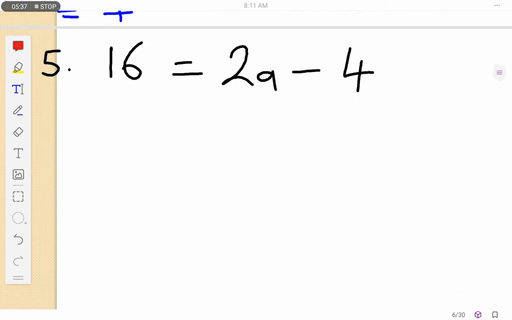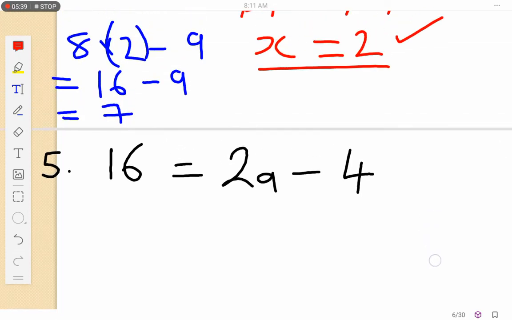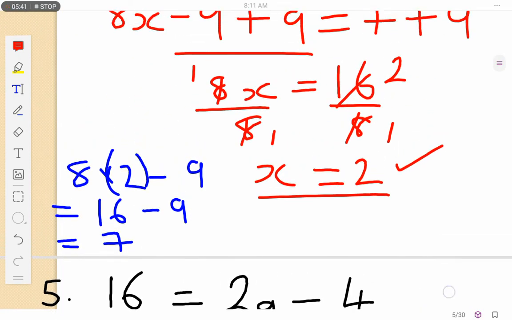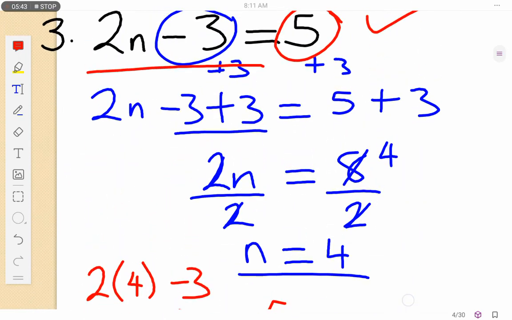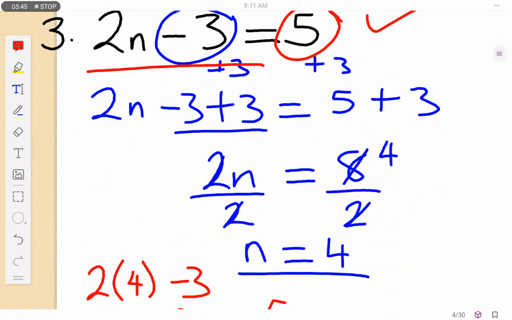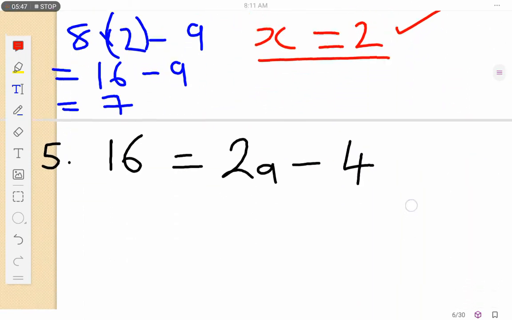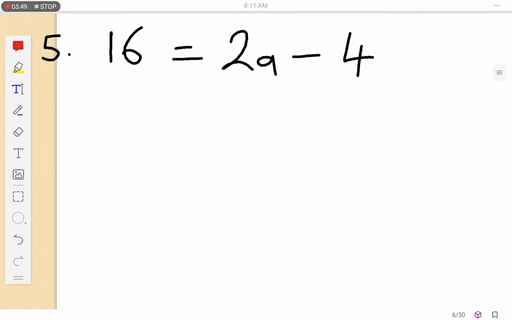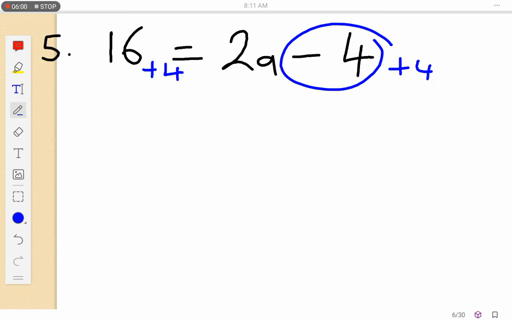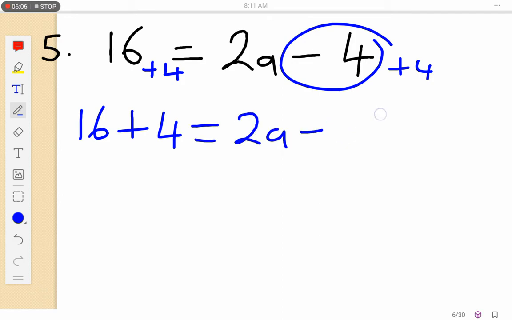From this example, I'm sure you've noticed we have been calculating for x, for n, for a, meaning we can get the value of any alphabetical letter. This time around, we are calculating for a. I've got minus, so I can say plus 4 here and also plus 4 there. So I'll have 16 plus 4 is equal to 2a minus 4 plus 4.